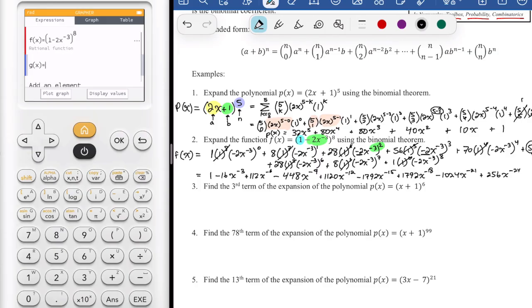Oh no, start over. 1 minus 16x raised to the negative third plus 112 x raised to the negative sixth minus 448 x raised to the negative ninth plus 1120 x raised to the negative 12th minus 1792 x raised to the negative 15th plus 1792 x raised to the negative 18th minus 1024 x raised to the negative 21st plus 256 x raised to the negative 24th.